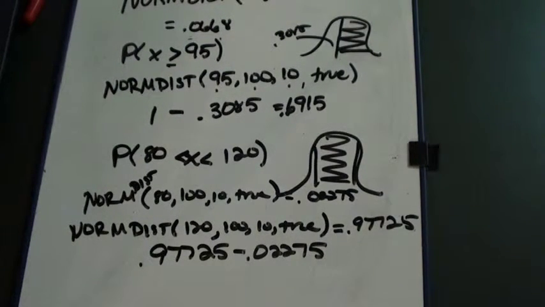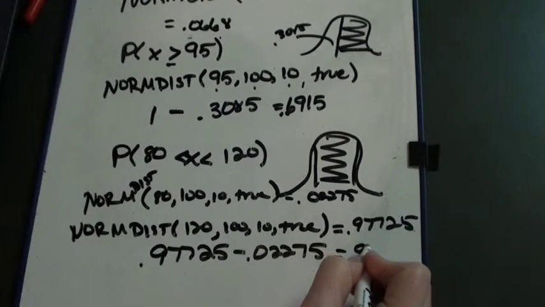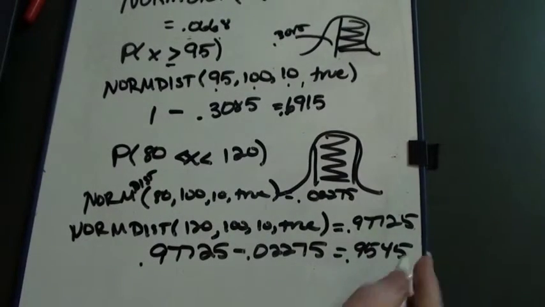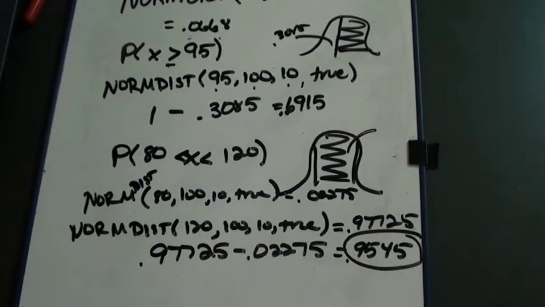So when you do that, you should get 0.9545. Okay, so that's the probability of being between those two numbers. So it works just the same as the others did. And when we come back, I'll show you how to work these backwards.